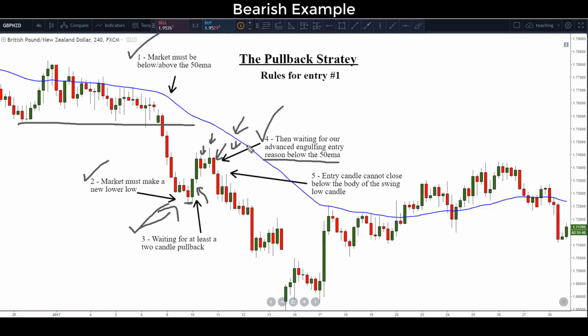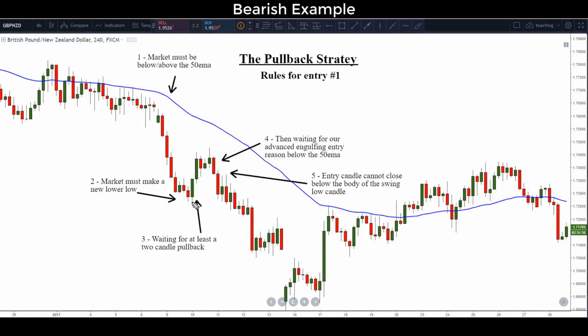Now, the 5th and final rule after we have checked off all 4 of those is that the entry candle cannot close below the body of the swing low candle. Let's talk about that for a second. So, as stated, we have this push down to our what? Our swing low right here.